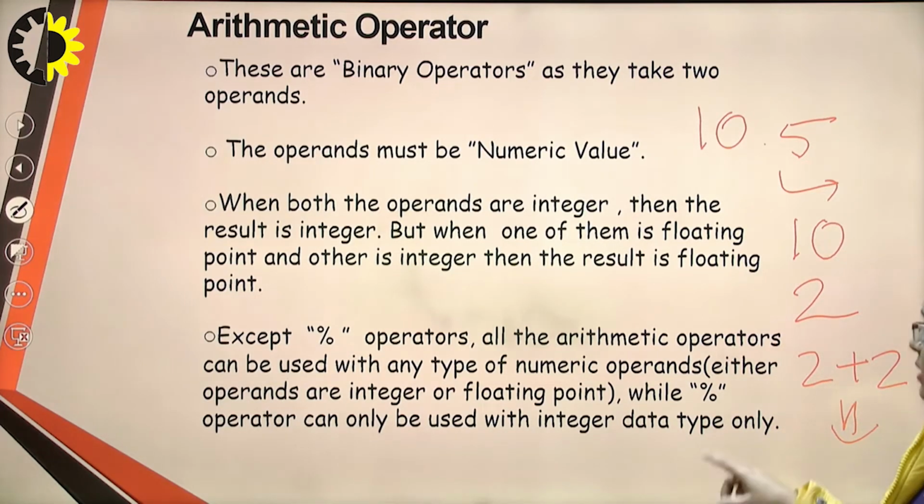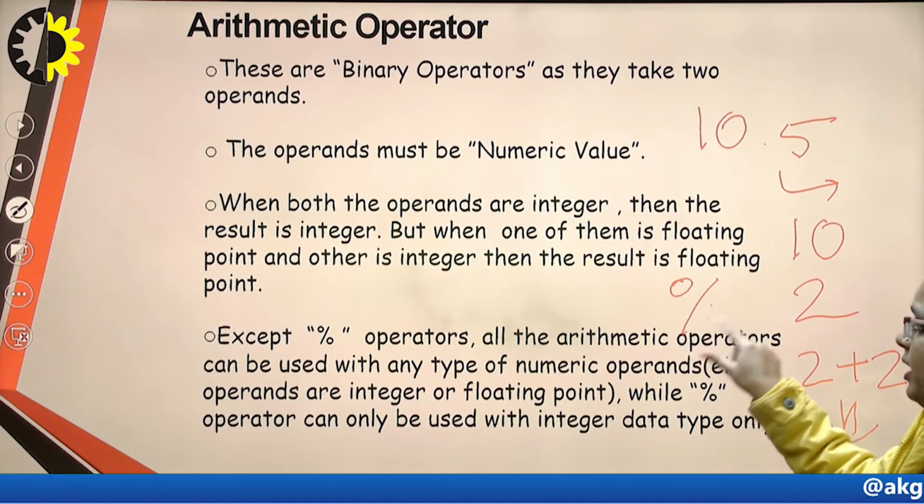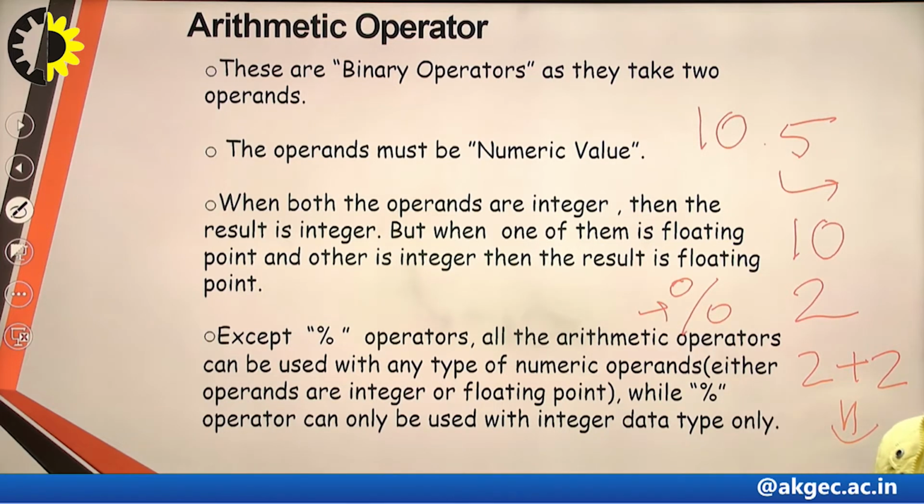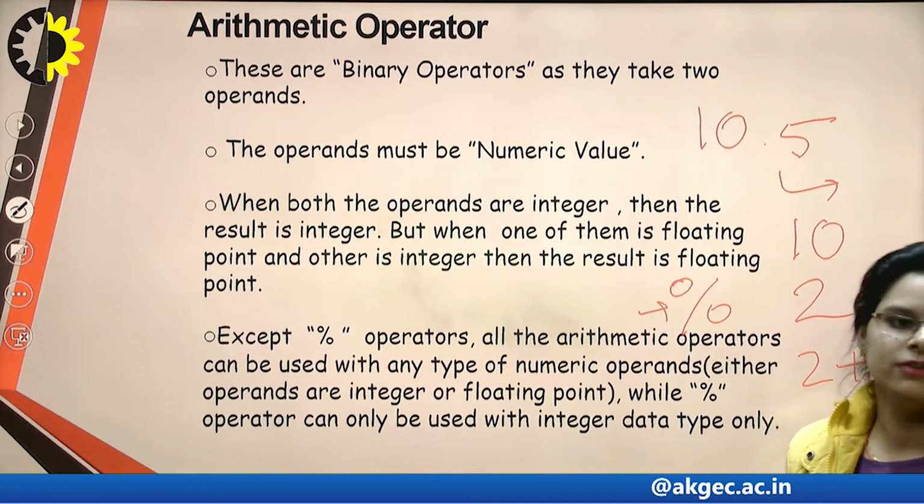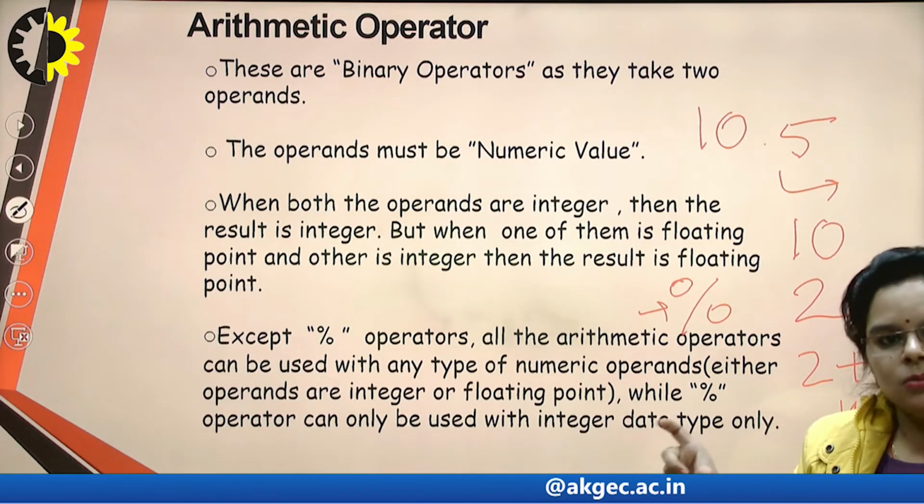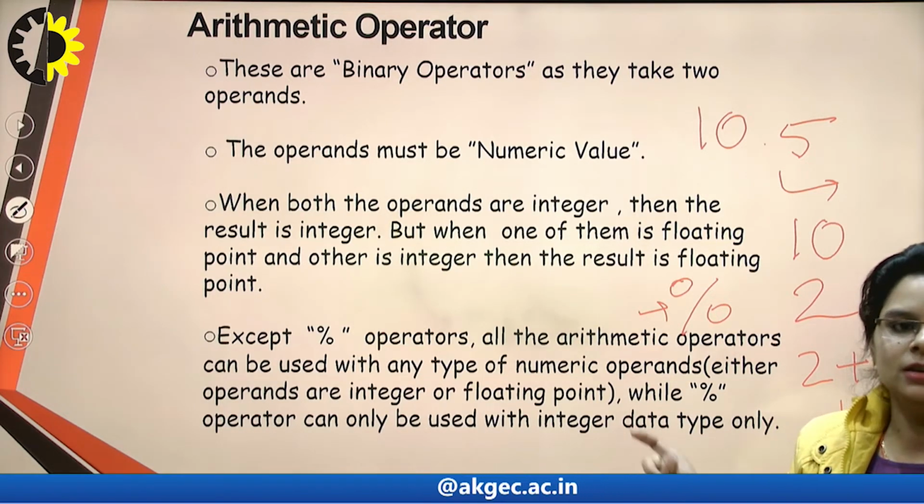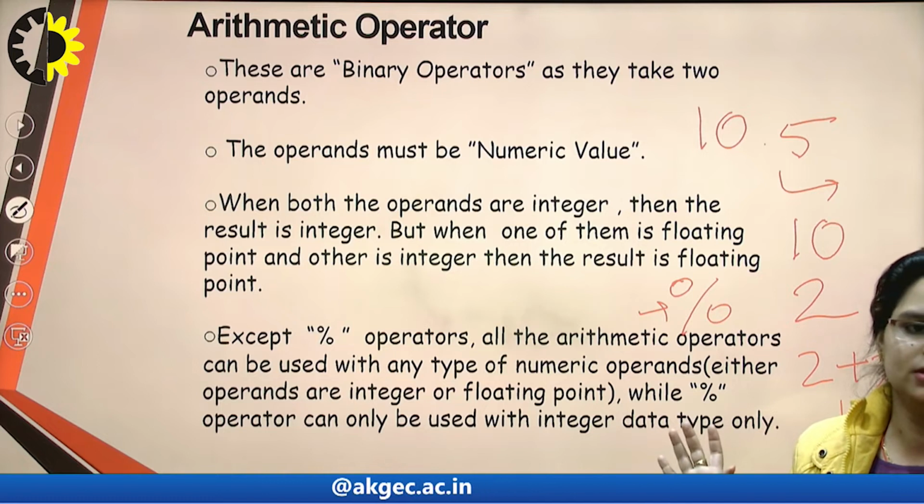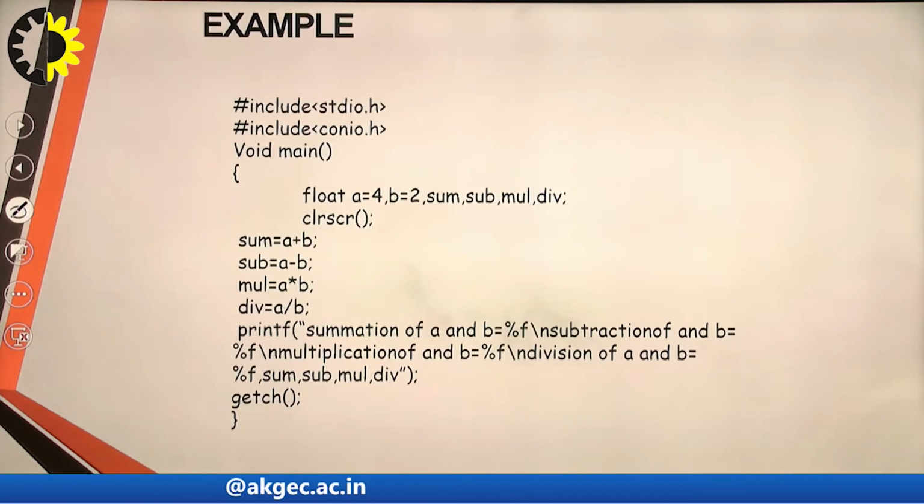And when we are talking about the modulus operator, the remainder here, the output would only be an integer value. There would be no floating values. So we can say, except the modulus operator, all of the arithmetic operators can be used with any type of numeric operands. Clear? Next is an example.